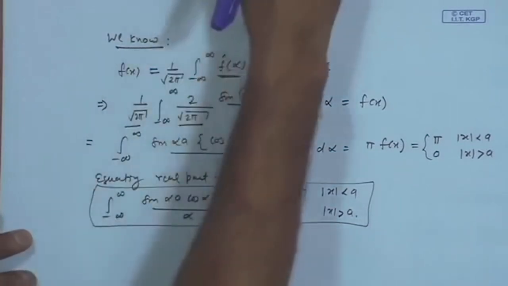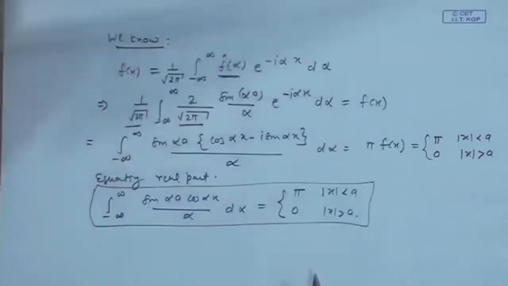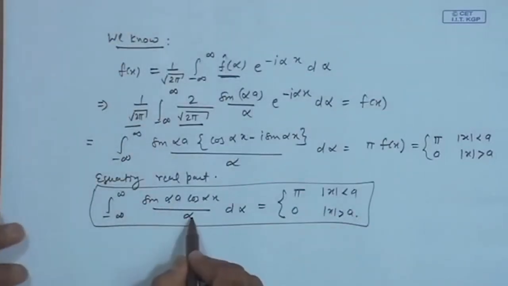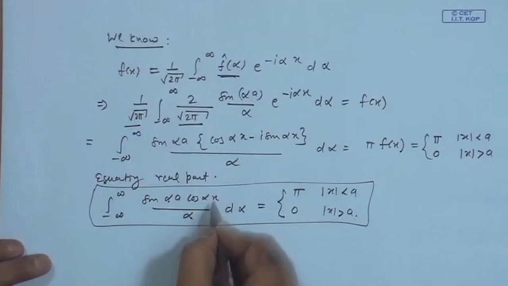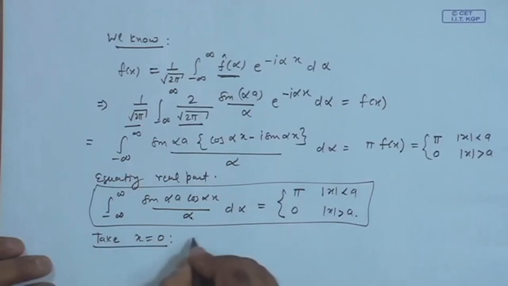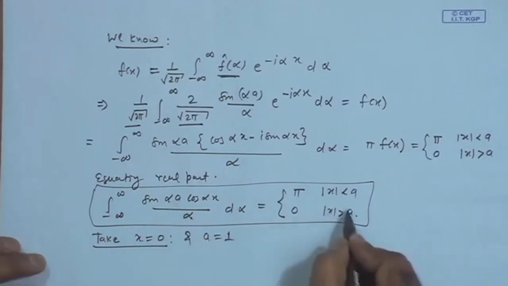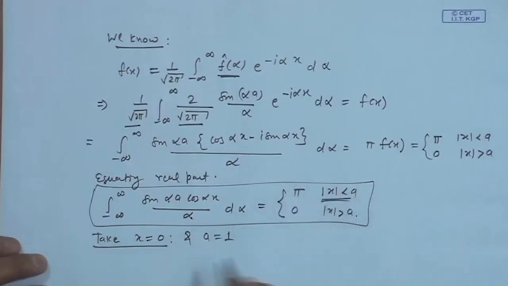For the second one, we need to have this sine alpha over alpha. So, what we do in this case is put x equal to 0, and let us take this a to be 1. So, with a equal to 1 and x equal to 0, the value would be pi for that integral.